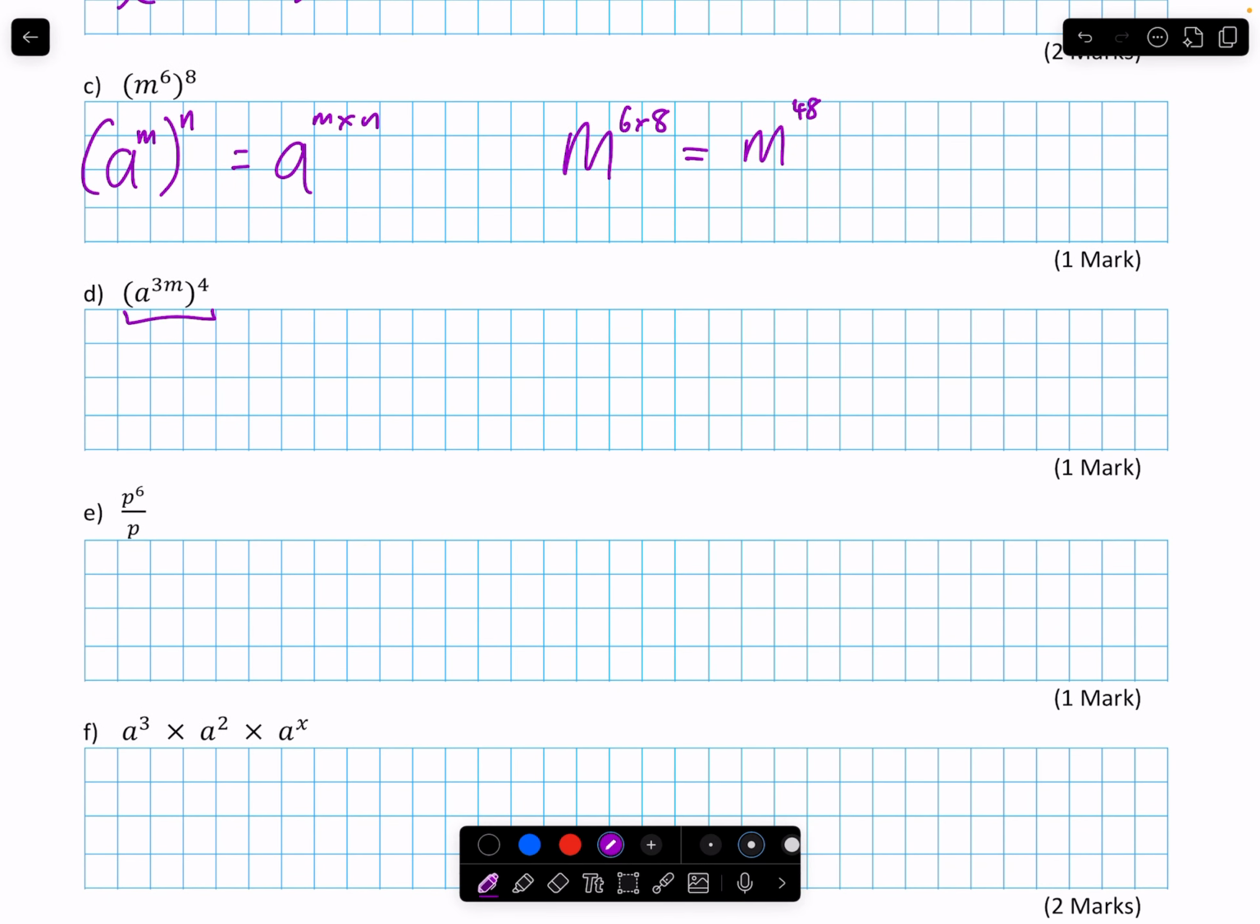Same law here, but it's slightly more complicated. You have the base, and then it's going to be 3m times 4. There's nothing stopping you working out what that is. 4 times 3 is 12, and then the m's still there, so it's a to the power of 12m.